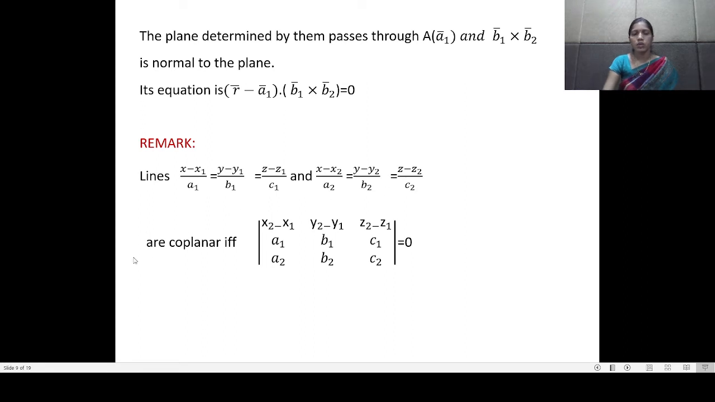These two lines are coplanar if and only if they satisfy the condition that the determinant, with first row x2 minus x1, y2 minus y1, z2 minus z1, second row a1, b1, c1, and third row a2, b2, c2, is equal to 0. Suppose these two lines are coplanar, then they satisfy this condition.